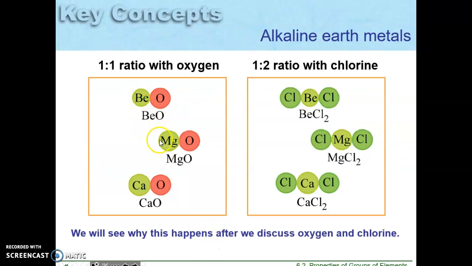So beryllium, magnesium, calcium, they are going to form 1-to-1 ratios with oxygen. These want to get rid of 2 electrons, and oxygen wants to gain 2 electrons, so it's a match made in science. And then they form in a 1-to-2 ratio with halogens, for example, chlorine. So beryllium has 2, it'll donate 1 here, and it'll donate 1 here, and we know chlorine really wants to get 1 more electron.